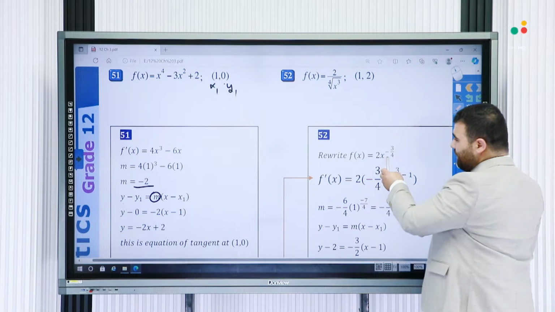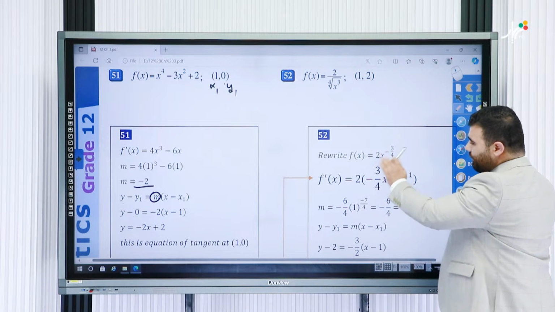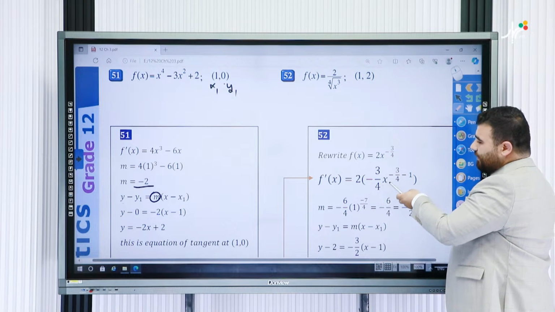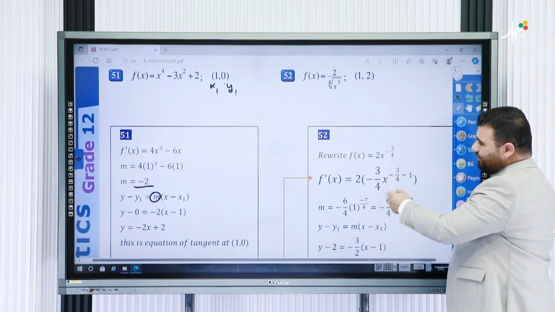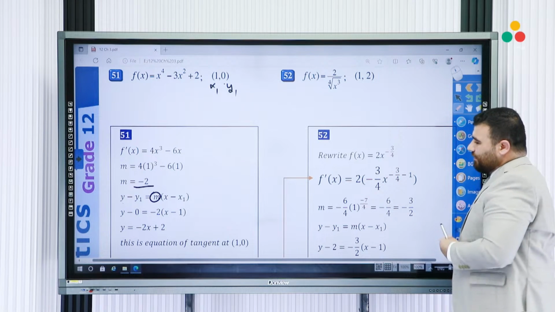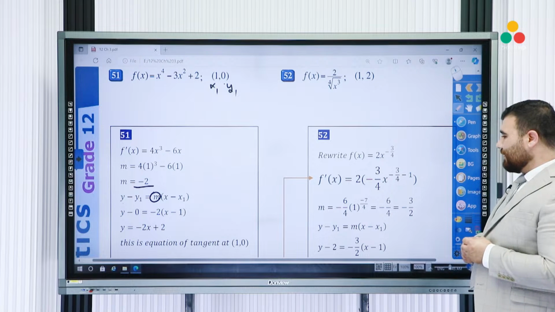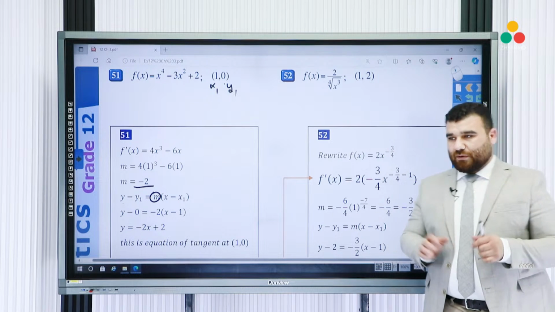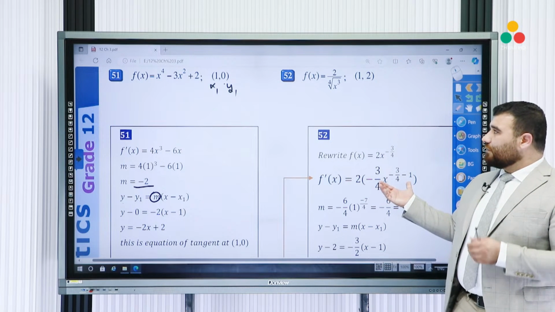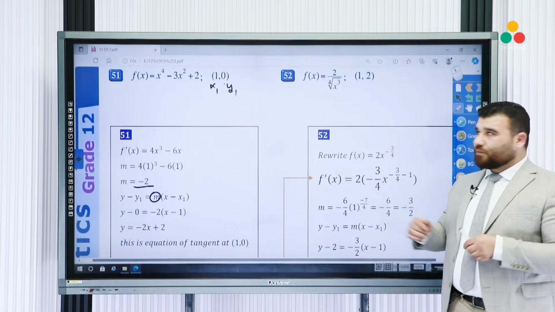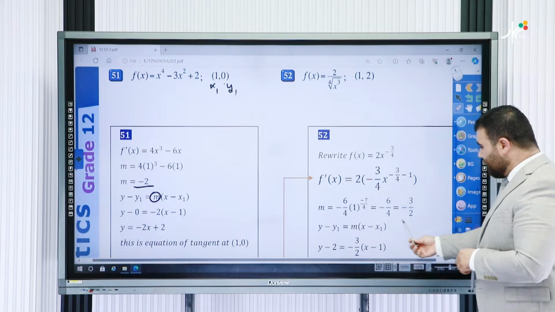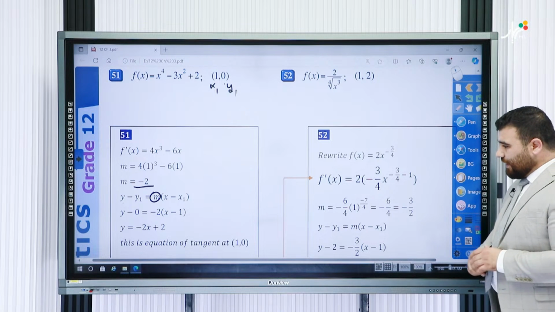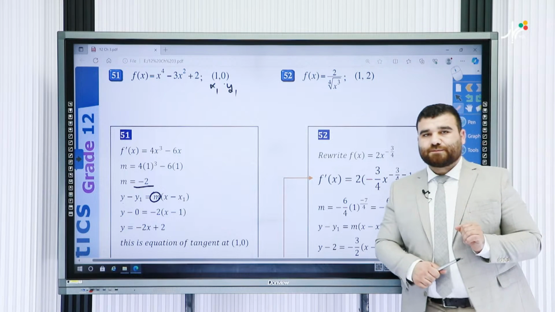This is the function. Find the derivative. The power goes to the front, power minus 1. Then 2 stays the same, negative 3 over 4 goes to the front, then negative 3 over 4 minus 1 will be negative 7 over 4. Now, this is the derivative. If I want to find the slope, I need to replace x with 1. After replacing x with 1, we will get the answer, negative 3 over 2. This negative 3 over 2 is the slope.